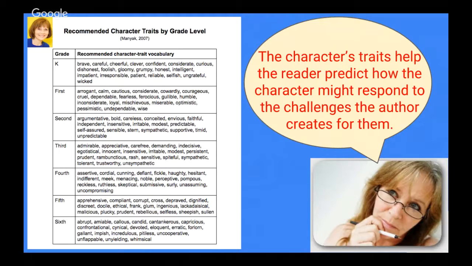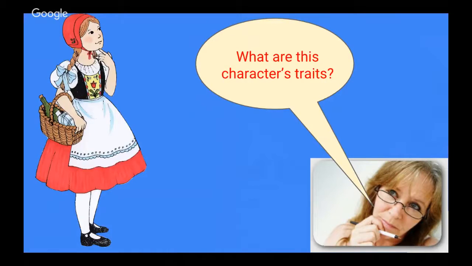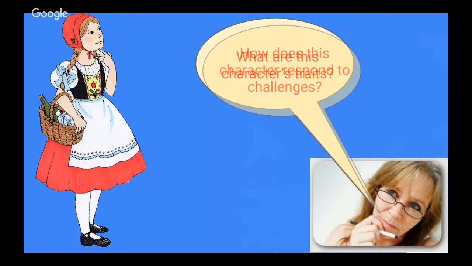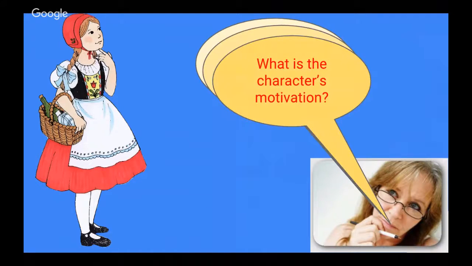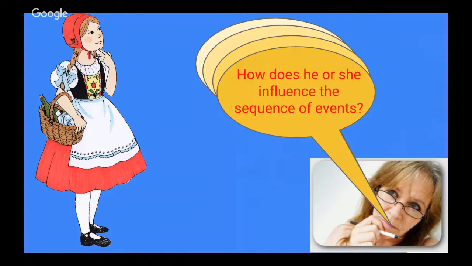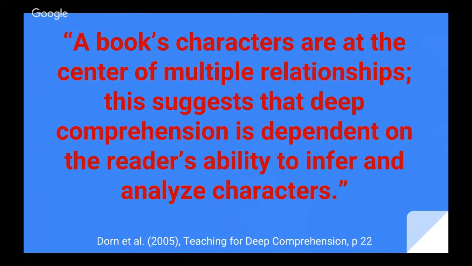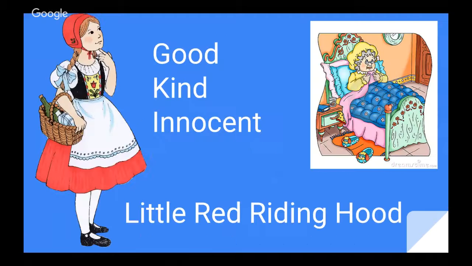It's the character's traits that help the reader predict how the character might respond to the challenges the author creates for them. As you're analyzing how and why, you're going to be asking: what are the character's traits? How do they respond to challenges? What's the character's motivation? And how does he or she influence the sequence of events? So Dorn talks about the central nature of characters, that a book's characters are at the center of multiple relationships. This suggests that deep comprehension is dependent on the reader's ability to infer and analyze those characters. So this is a big deal.